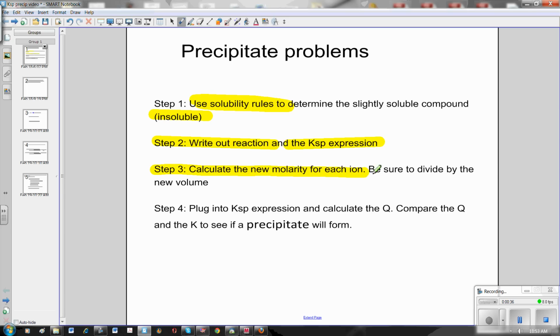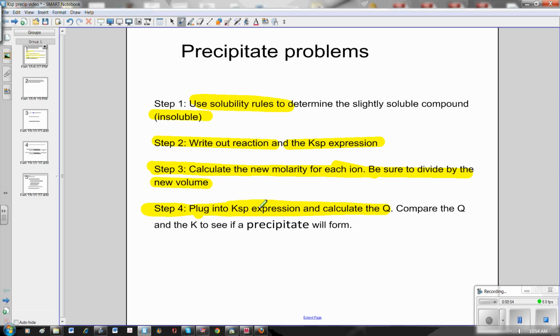Third step is you have to calculate the new molarity, because anytime you're doing a precipitate problem, what you're going to do is mix 2 solutions, which is going to create a new volume, similar to what we had to deal with when we were doing titrations. The last step is you're going to plug the new molarity values into the KSP expression and calculate the Q.